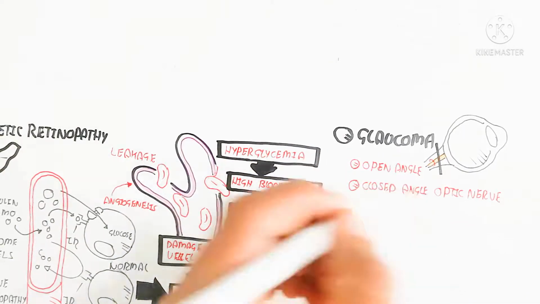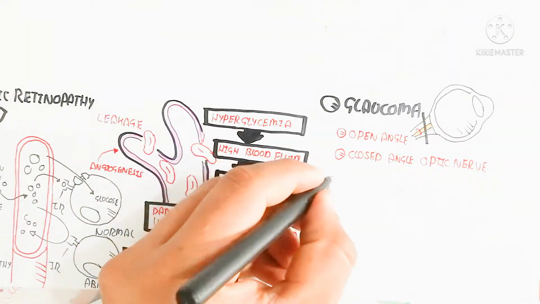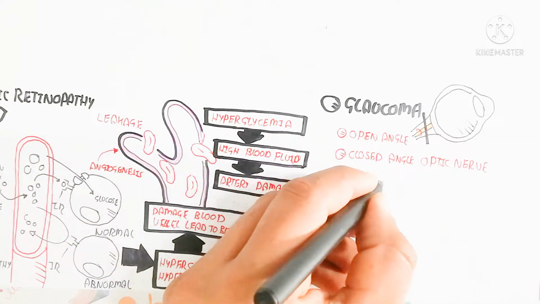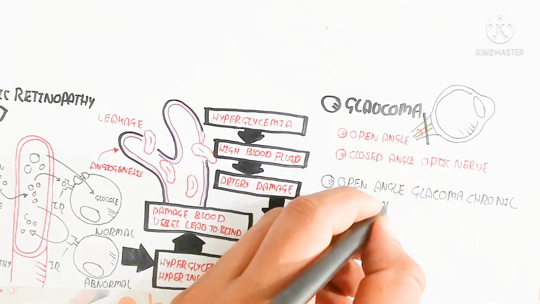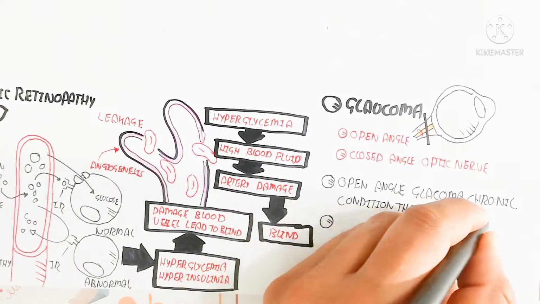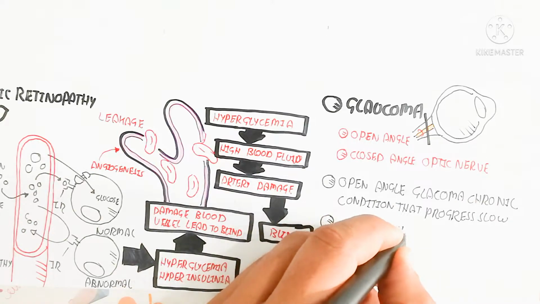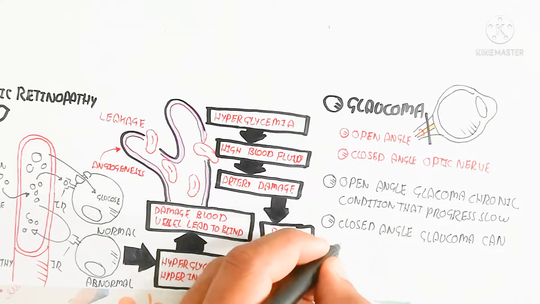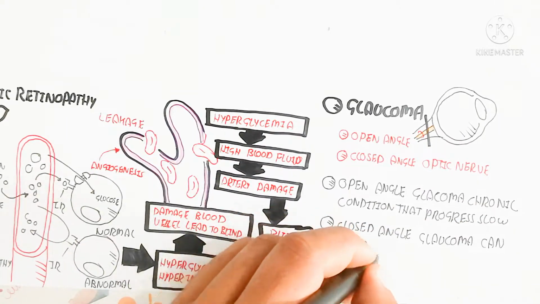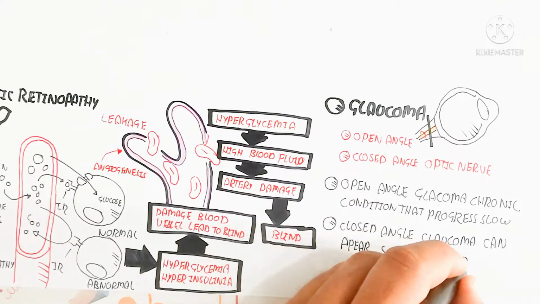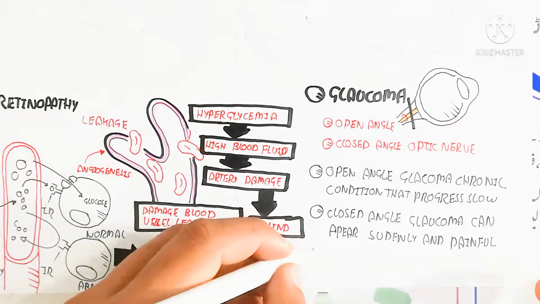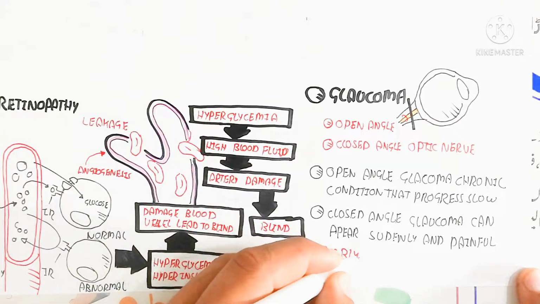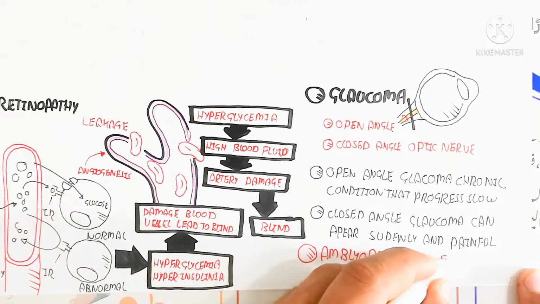So the optic nerve will be damaged here. After the optic nerve damage, there can be open-angle glaucoma, a chronic condition that progresses slowly, but closed-angle glaucoma can appear suddenly and painfully. So it can be recoverable because of the alarming pain, and we can check in with the doctor regularly to cure the condition, but that is another thing.